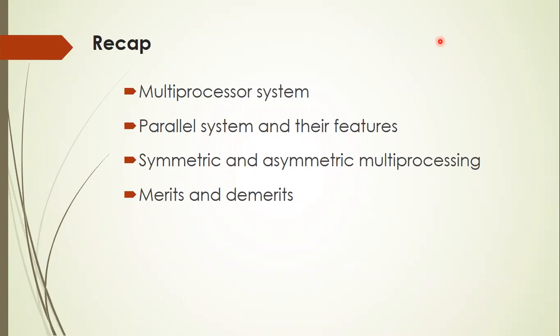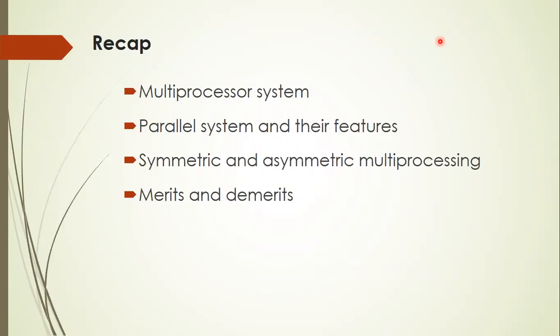In our previous class, we studied what is a multiprocessor system. As the name indicates, a multiprocessor system is one where instead of one processor, we have several processors working parallelly with some proper coordination. One such example of a multiprocessor system is parallel system. And in the previous class, we studied what parallel systems are and what their features are. A parallel system is also a multiprocessor system where the different processors share three things. They share memory, they share clock, and they share input-output devices.